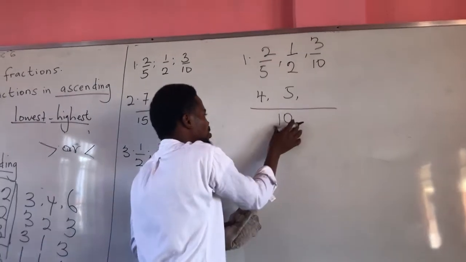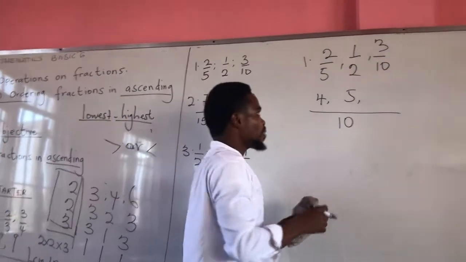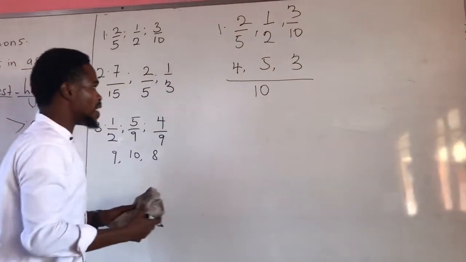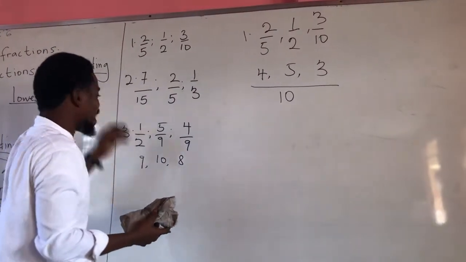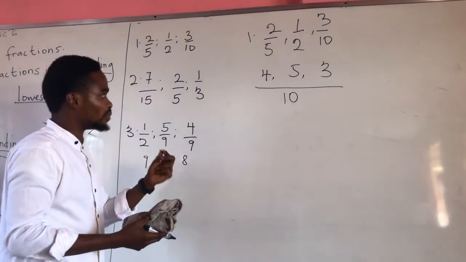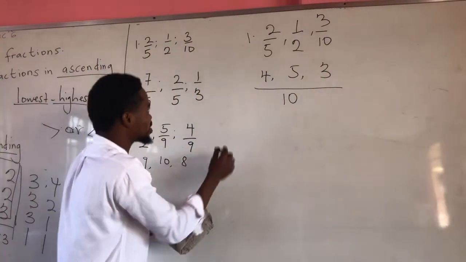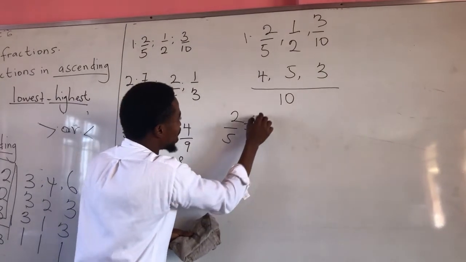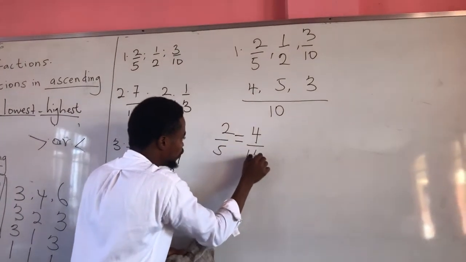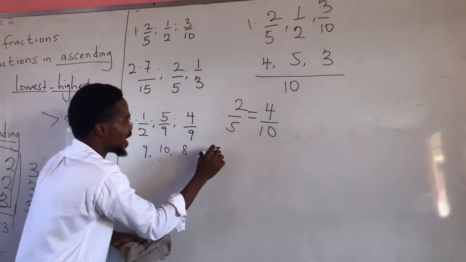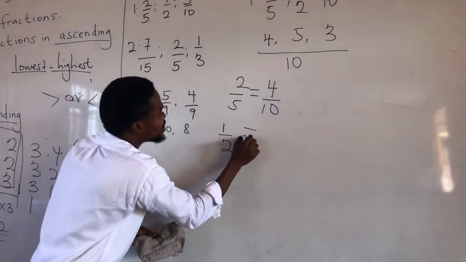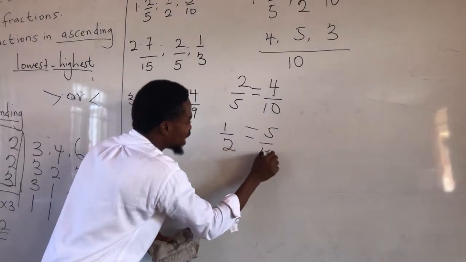Then 10 goes into 10 how many times? Only 1 time. Times 3 here will give me 3. Remember, I want to order the fractions in what? Ascending order. So I'll come here and write, therefore, 2 out of 5 is the same as 4 out of 10. Then 1 out of 2 is the same as 5 out of 10.